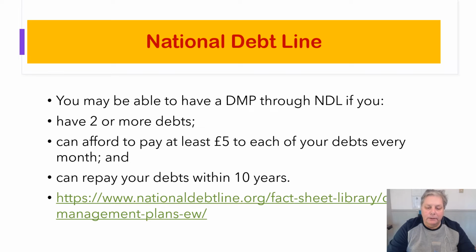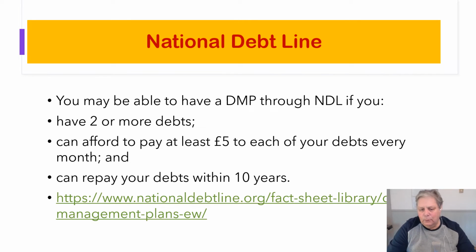So we've spoken about a debt management plan, which is capable of being set up when you've got some disposable income. The National Debt Line guidance for when they will look at a national debt management plan is that you must have 2 or more debts, you can afford to pay at least £5 to each of your debts every month, and you can repay the total debt within 10 years.